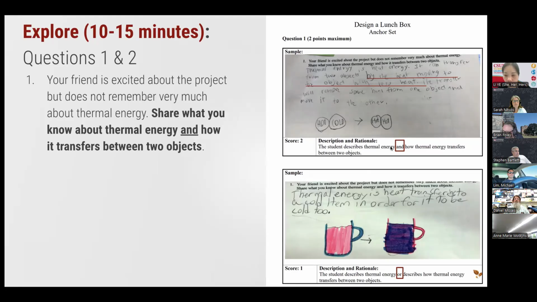And so you can compare. The bottom one is a 1 because it did not really say how the thermal energy transferred between two objects. But the one with the higher score not only describes the energy, but also describes how, because of the heat differences, it moves between two objects. So these are better scores because both aspects have been explained.